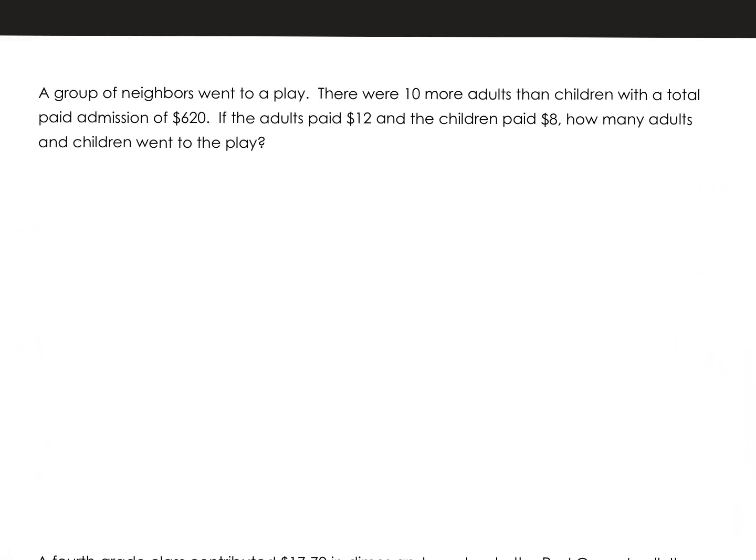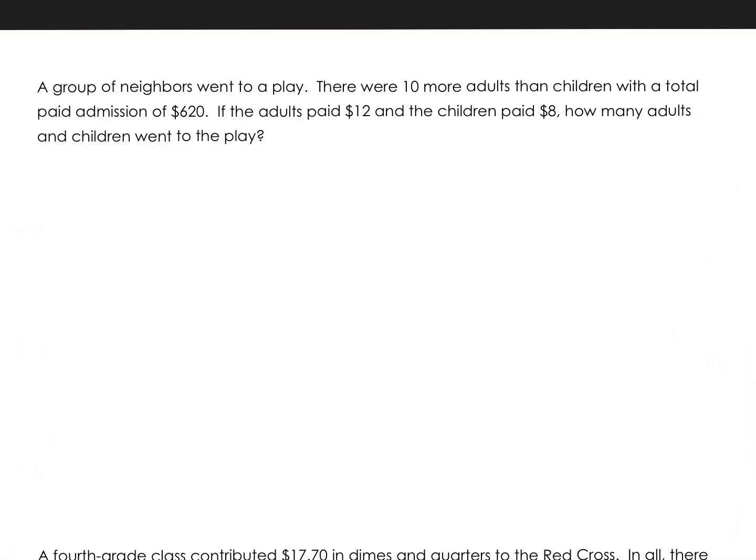So next we have an example using money. A group of neighbors went to a play. There were 10 more adults than children with a total paid admission of $620. If the adults paid $12 and the children paid $8, how many adults and children went to the play?